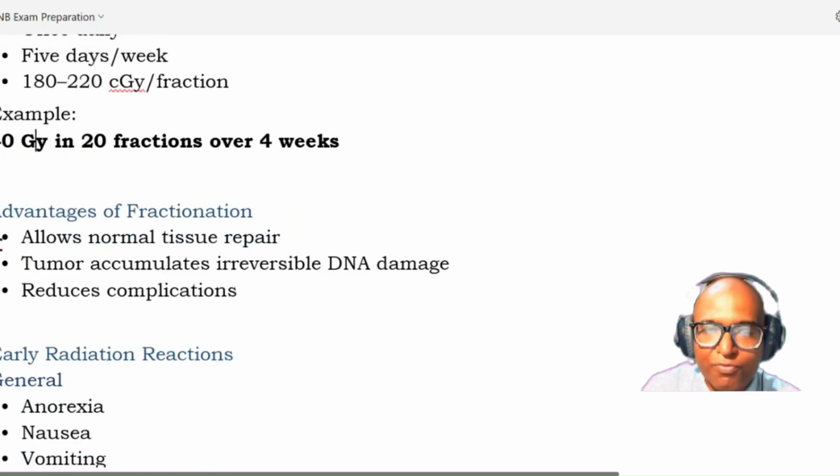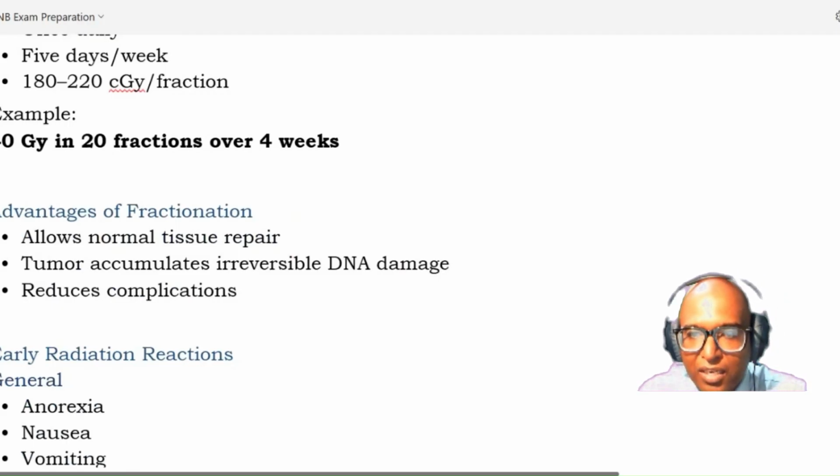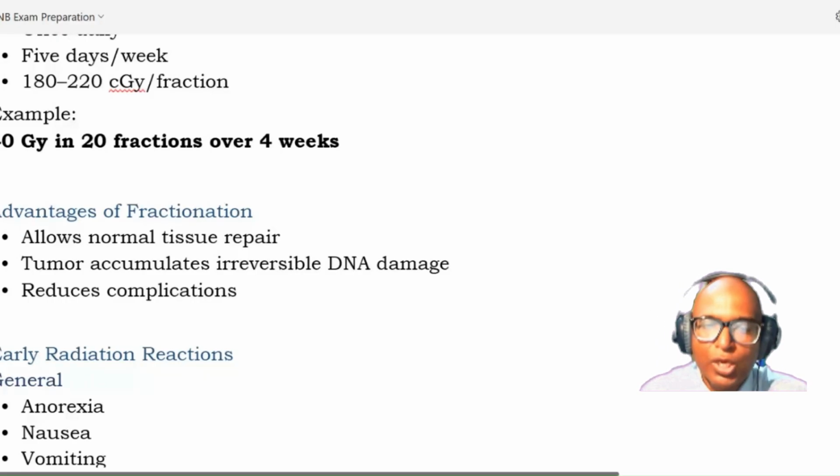Okay, so what are the advantages of fractionation, when you divide this total dose into small fractions? It allows normal tissue repair. Then the tumor accumulates irreversible DNA damage, and it reduces the complications. We have seen when you give the radiation, the normal tissue as well as the tumor tissue will be exposed to the radiation. But when you do the fractionation, what happens? Today you give the dose, then the next dose will be given after 24 hours. During these 24 hours, normal tissue will recover. Okay, there will be repair mechanisms happening in the normal tissue. So this fractionation permits tissue repair in the normal tissue.